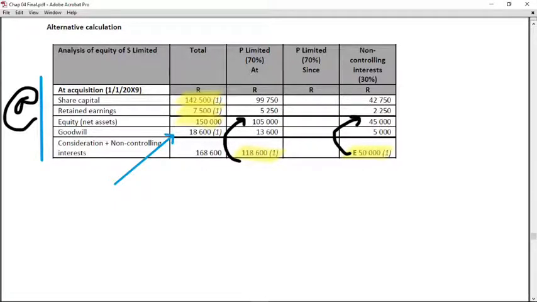Just to make it even more clear, you are showing that 18,600 goodwill in the consolidated SFP. This 50,000 that you measure your NCI at already absorbs the 5,000 Rand goodwill that originated from their valuation. You are not adding that 5,000 again to NCI. It's already absorbed in the measurement of their amount at acquisition date.